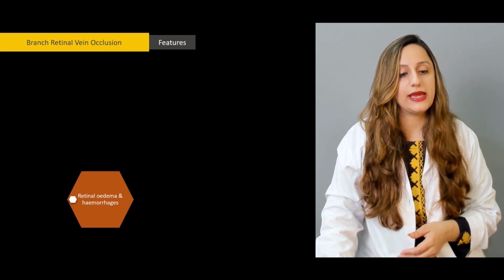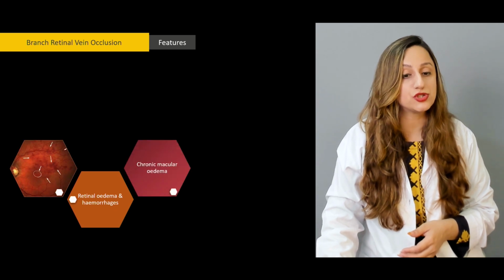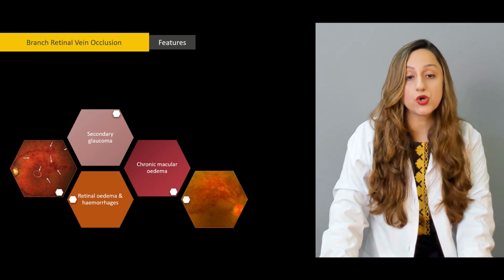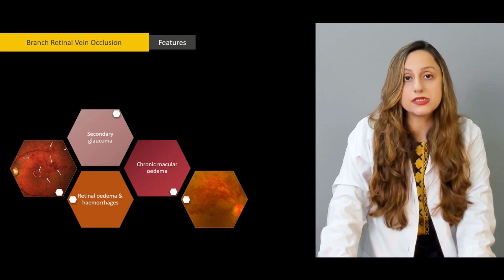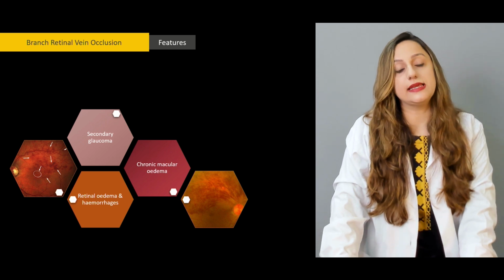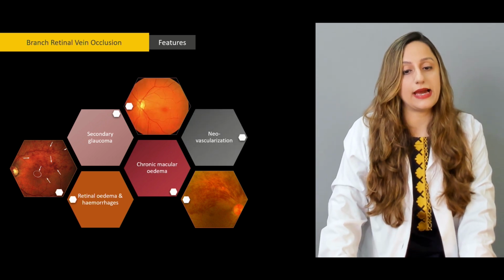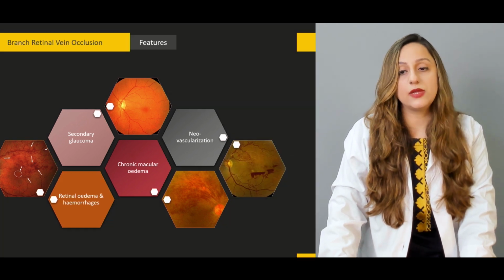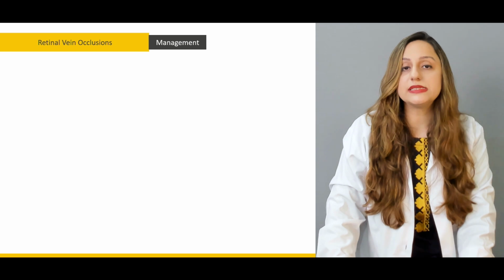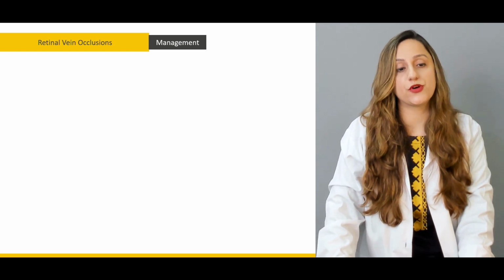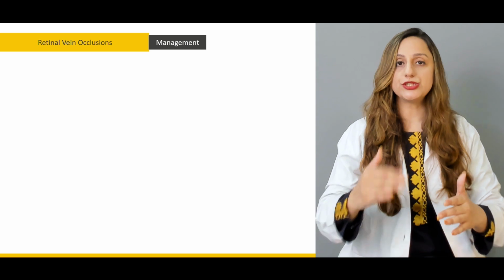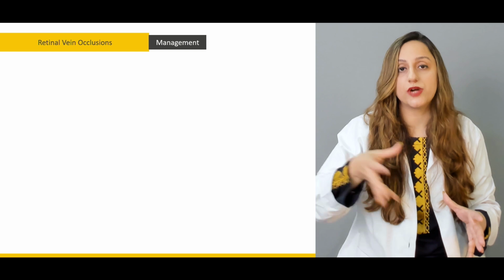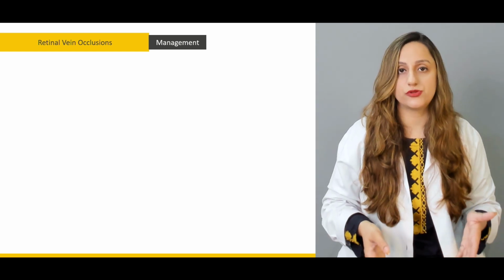On the other hand, we have the retinal edema, the hemorrhages, the chronic macular edema, then we have secondary glaucoma, a very key clinical feature that is seen in branch retinal vein occlusions. We have neovascularizations termed NVDs and NVEs, and then we have the management guidelines for retinal vein occlusions. We should keep in mind the clinical features or fundoscopic findings for branch retinal vein occlusion and central retinal vein occlusion.